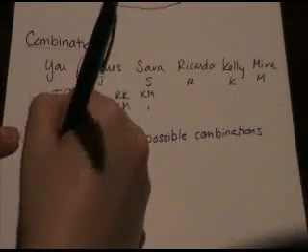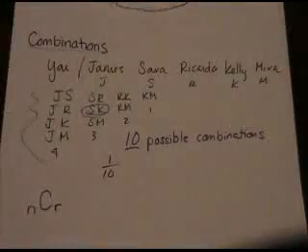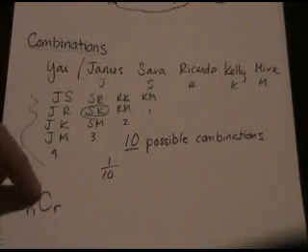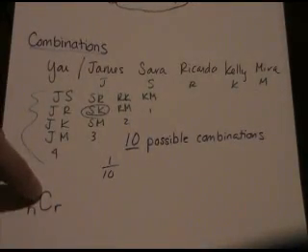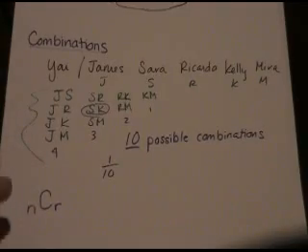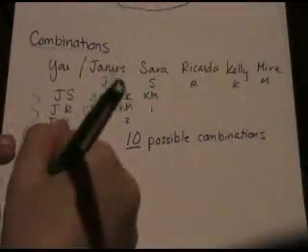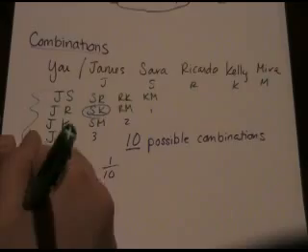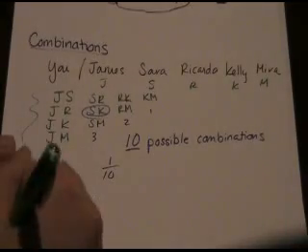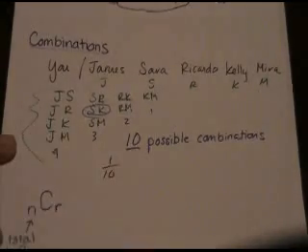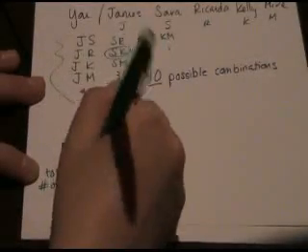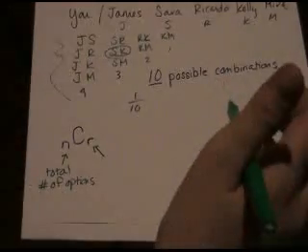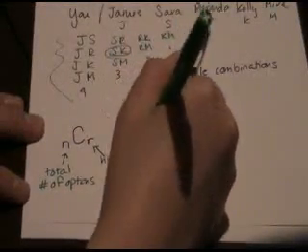There's a little n, big C, little r. I like to read it as n choose r. The C stands for combinations. That's an easy one to remember. The n stands for the total number of options. And the r stands for how many you're picking.